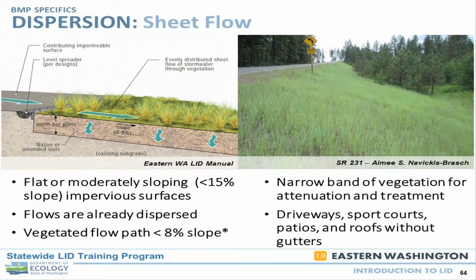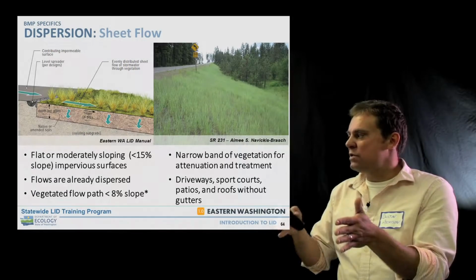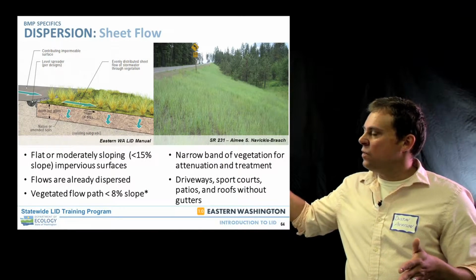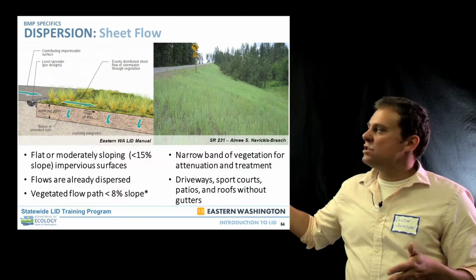Sheet flow dispersion, again, is very similar, but basically just letting it stay in sheet flow across the native soils. This on the left here is a detail from the Eastern Washington LID manual. The idea there is really keeping the sheet flow, but oftentimes you might still have a little gravel channel at the edge of your impervious surface to assure that you're still in a sheet flow manner. And then it goes directly to the adjacent native vegetation.